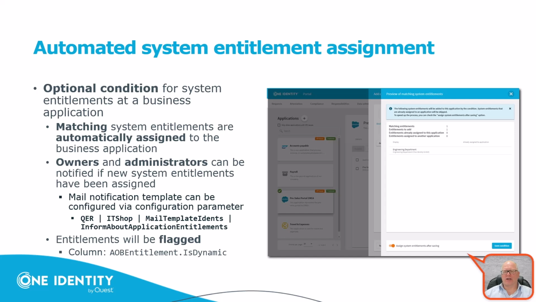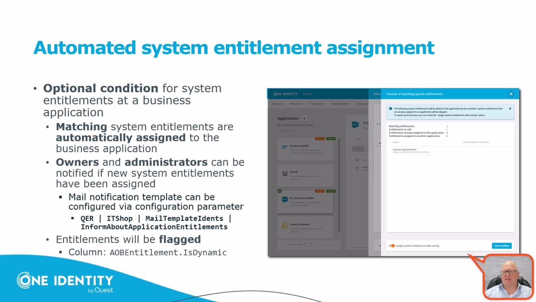If such rules are in place, it is always a good idea to notify the admins about changes. For example, there is now a new object that gets assigned. Then people can get notified. Therefore, there exists a configuration parameter underneath of QER IT Shop, mail template items, and there is an improvement about application entitlements. If that is set, then admins will be notified about automatically assigned objects.